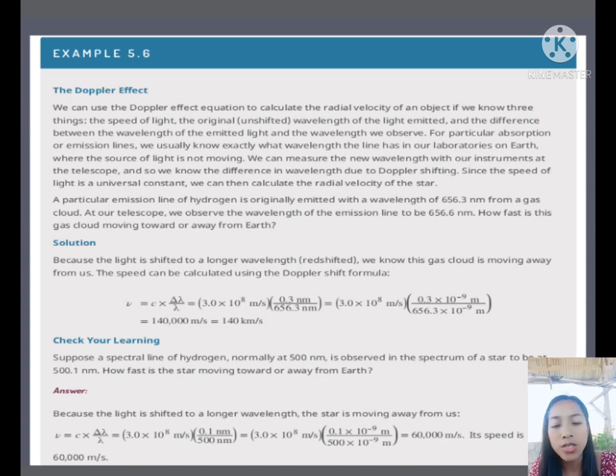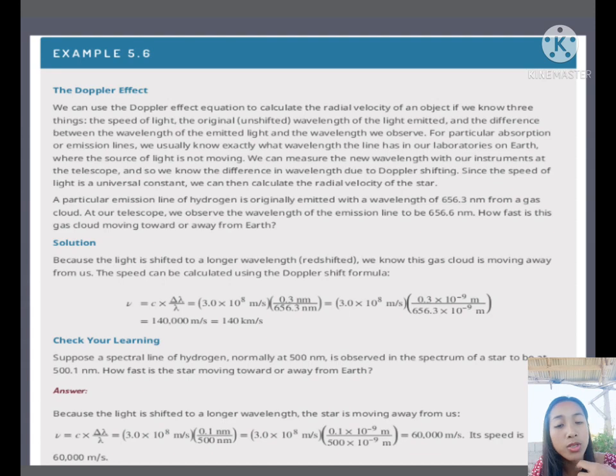So suppose the spectral line of hydrogen, normally at 500 nanometers, is observed in the spectrum of a star to be at 500.1 nanometers. How fast is the star moving toward or away from Earth? Because the light is shifted to a longer wavelength, the star is moving away from us. So yun, away from us naman yung star.